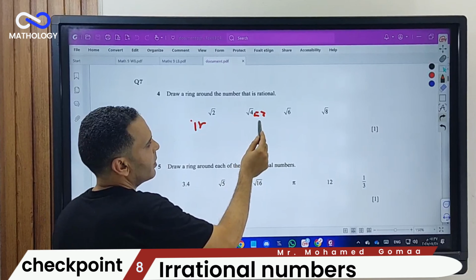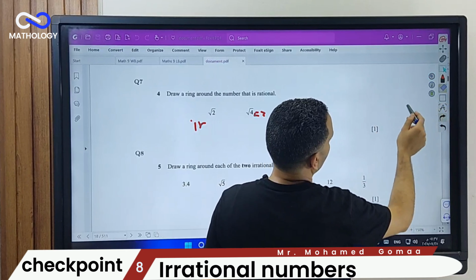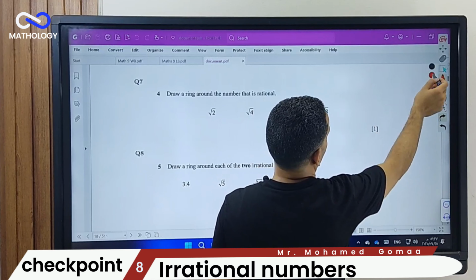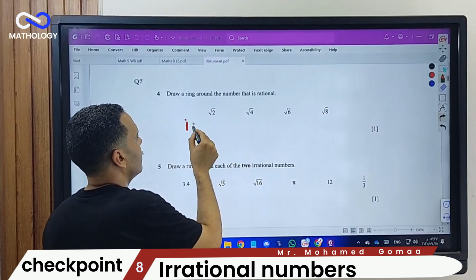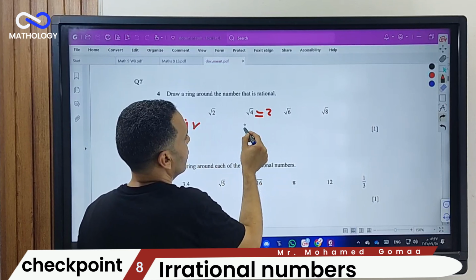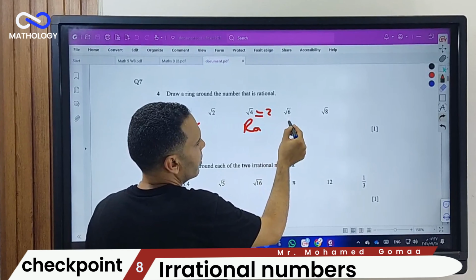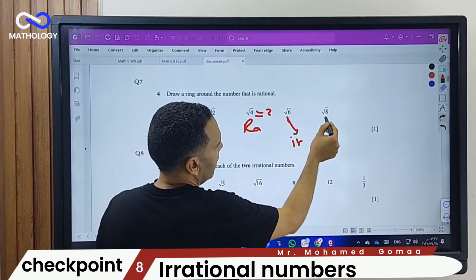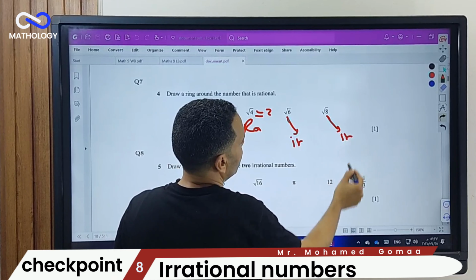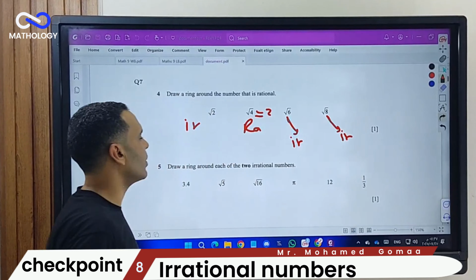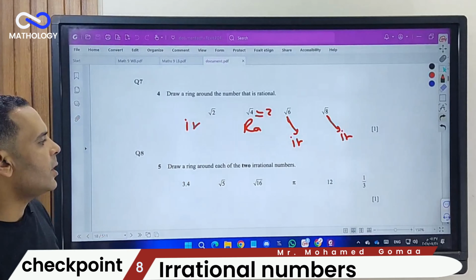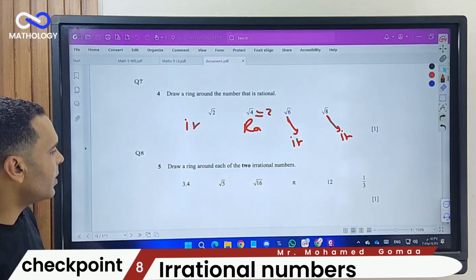Square root of 4 equals 2. Rational. This one is rational. This is irrational. This one equals 2, rational. Square root of 6 is irrational. Square root of 8 is irrational because 8 is not a square number. Draw a ring around each of the two irrational numbers.